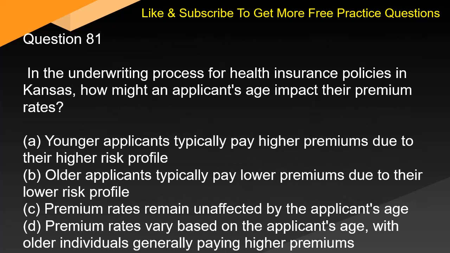Question 81. In the underwriting process for health insurance policies in Kansas, how might an applicant's age impact their premium rates? A. Younger applicants typically pay higher premiums due to their higher risk profile. B. Older applicants typically pay lower premiums due to their lower risk profile. C. Premium rates remain unaffected by the applicant's age. D. Premium rates vary based on the applicant's age, with older individuals generally paying higher premiums.